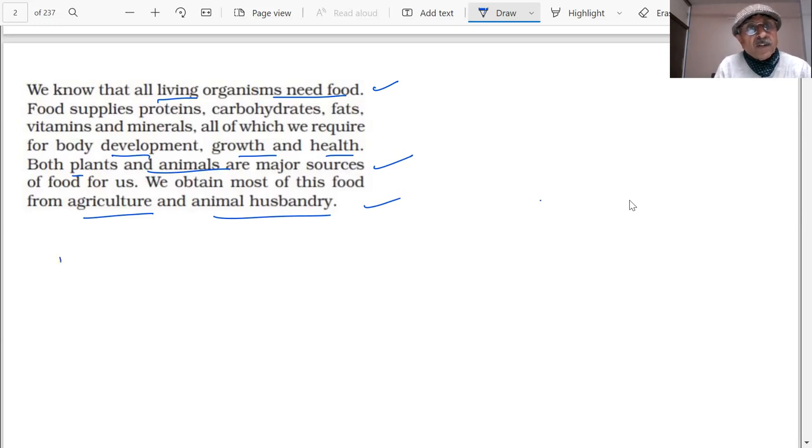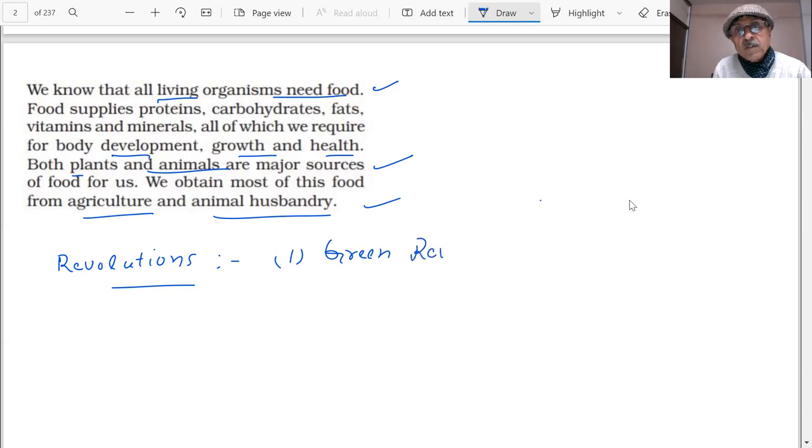Certain revolutions were there in our country to boost the food production. Do you have any idea? Can you name any revolutions which took place in our country? There are 5-year plans, the plans they declare. They talked of the green revolution in our country. So the main purpose was to increase the food grain production.